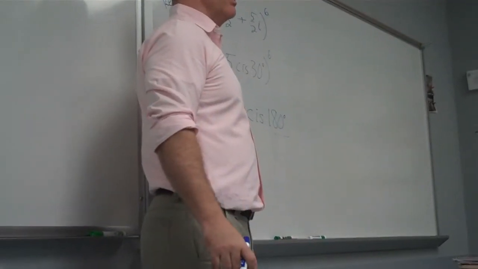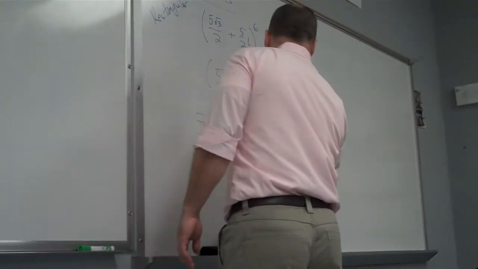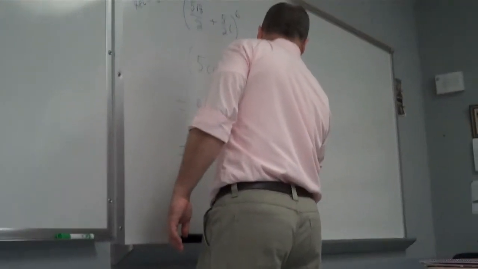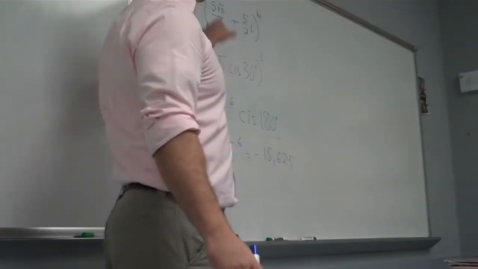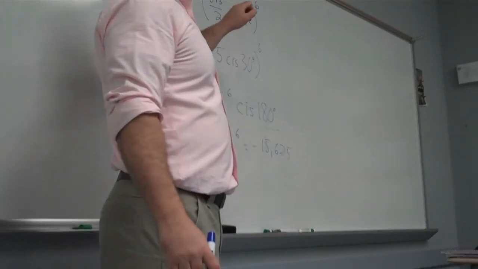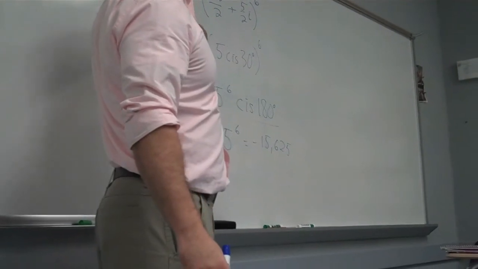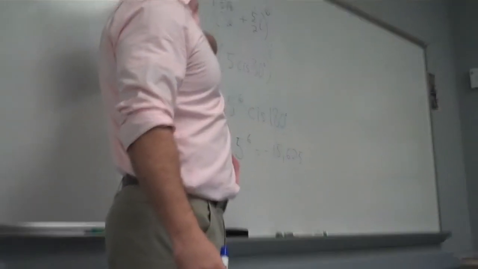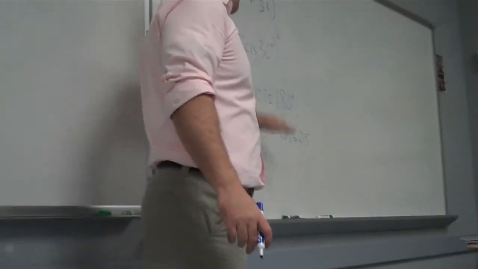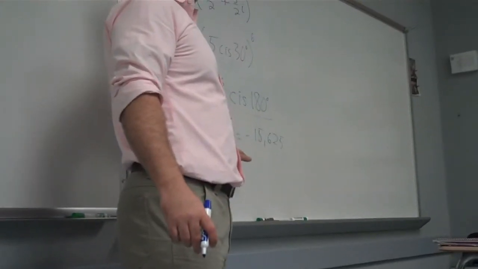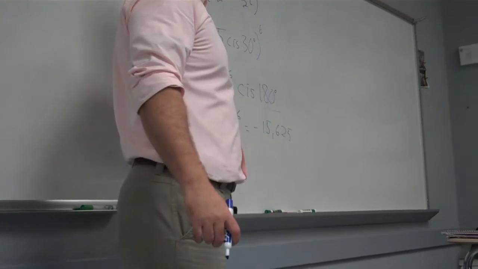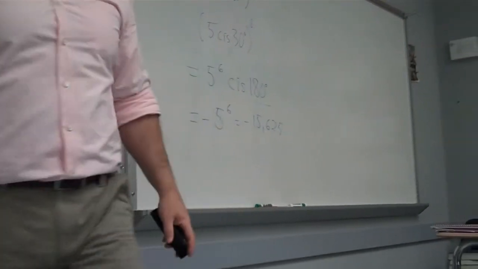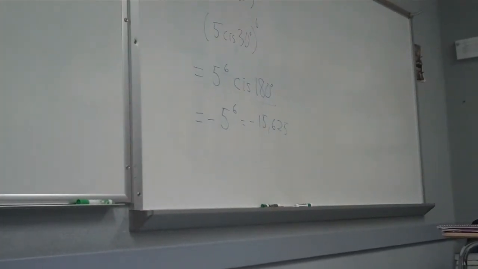Which is negative 15,625. Correct. I wouldn't expect you to know that. This is a fair question without a calculator: I expect you to leave your answer in this form or this form. So if you get this without a calculator, don't panic. You're expected to leave it as 5 to the 6th. Is that clear? You guys all right with that?